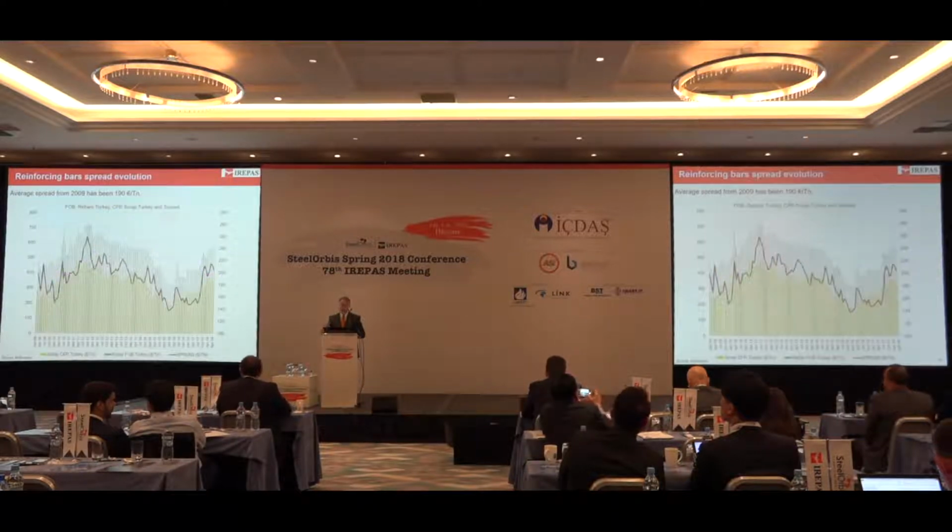But let's analyze the spread, the difference between the rebar price FOB and the scrap price during the last years. The blue columns represent the rebar price, the green color represents the scrap price CFR, and the line represents the spread.